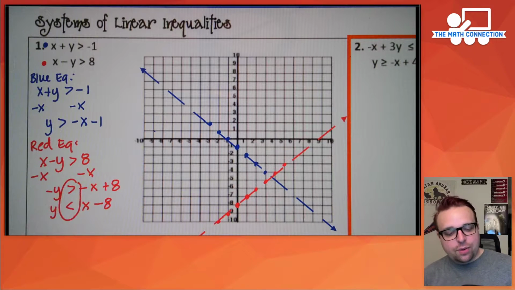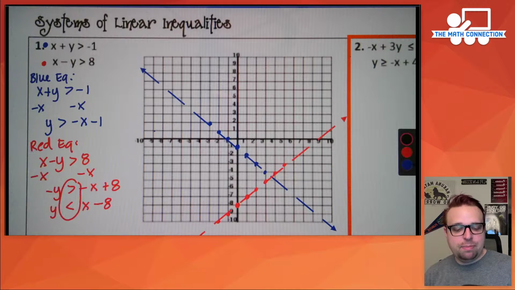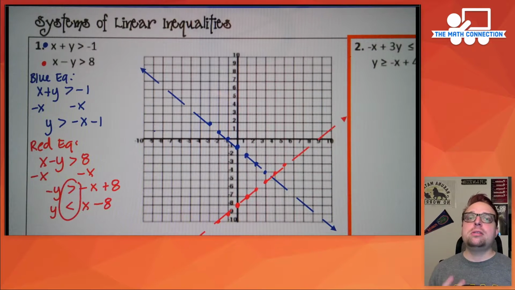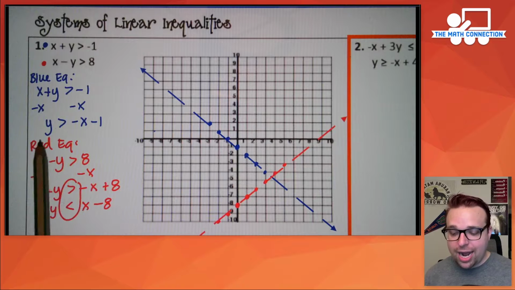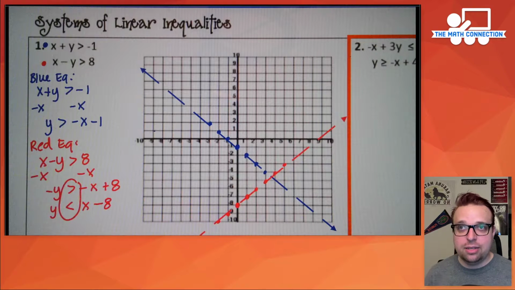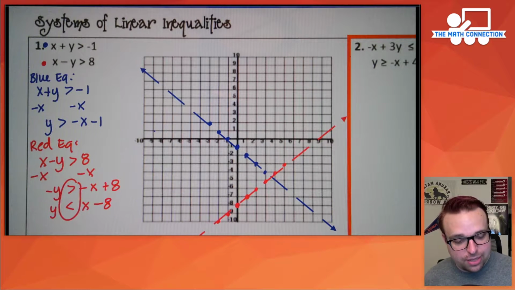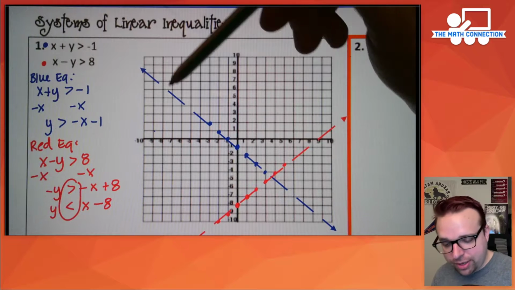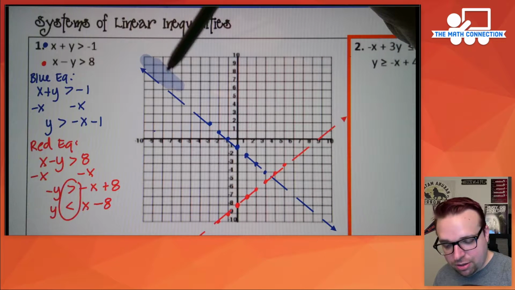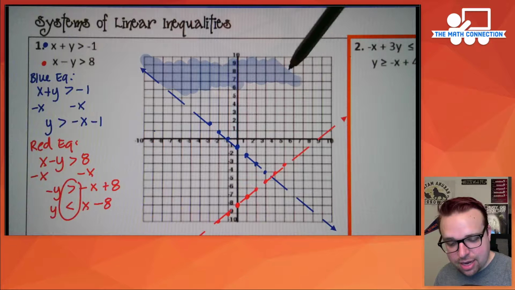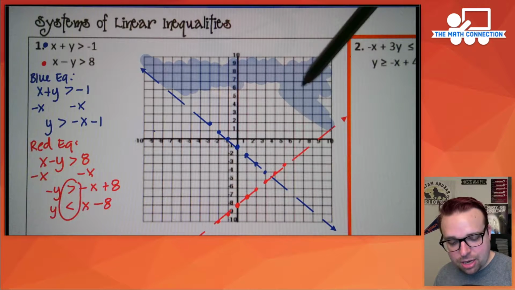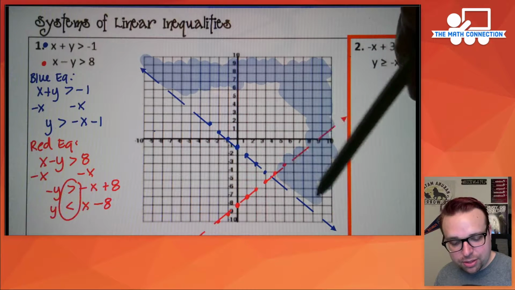Okay, next thing we need to do, this is actually the final step, is figuring out where the solutions are. So go to your blue line. Let's talk only about the blue line right now. Is it above the line or below the line? Y is greater than the line, so it's above the line. So with a blue highlight, I'm going to shade in all of this space here at the top, above the blue line.